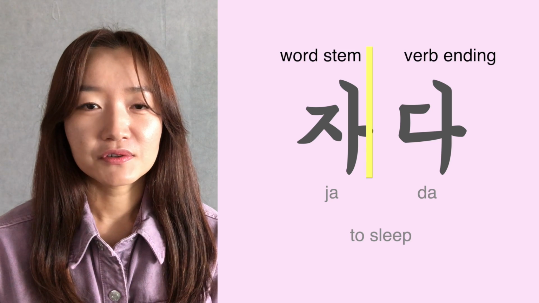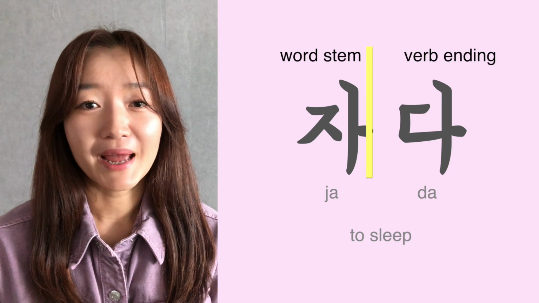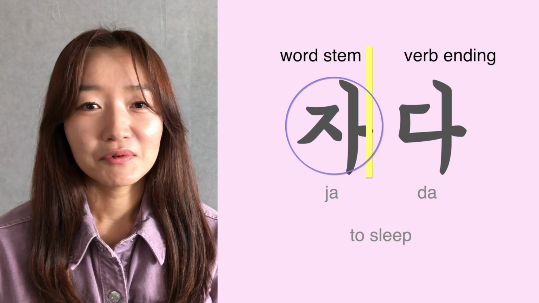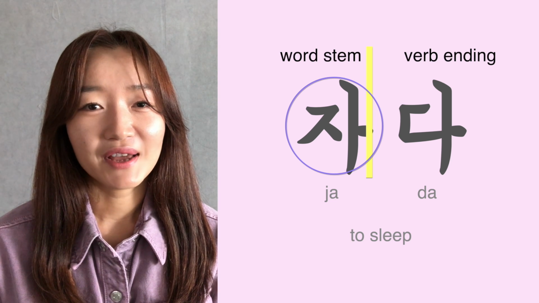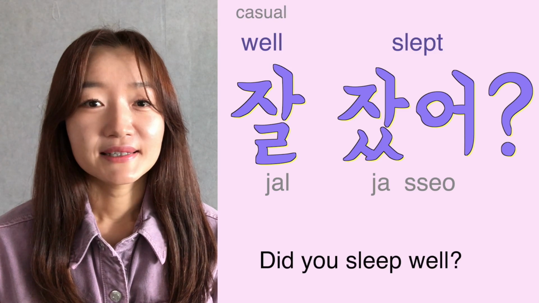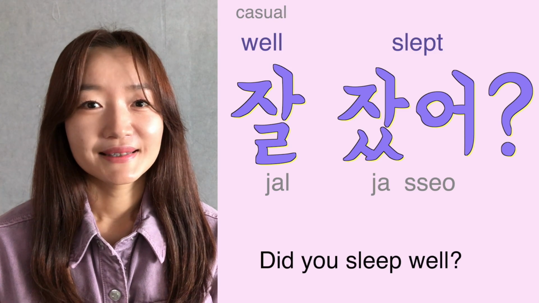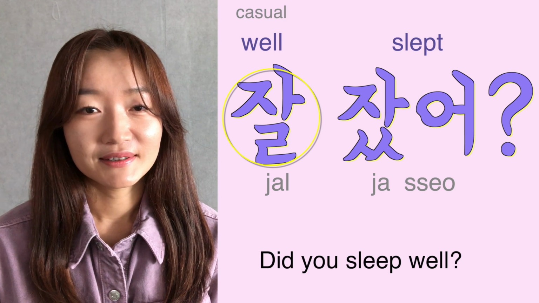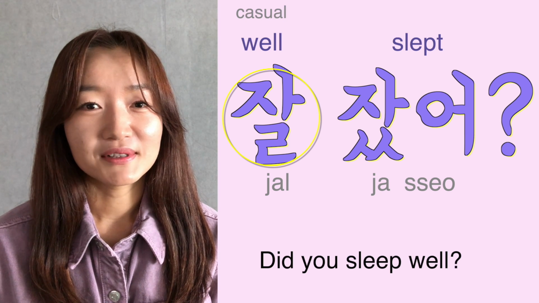Korean verbs consist of the word stem and verb ending. And the base form of the verb is made up of the word stem and 다. Today, we will break down the word 자다, to sleep, and learn how to ask and answer in the past tense. 잘 잤어? 잘 means well. 잤어 means slept.